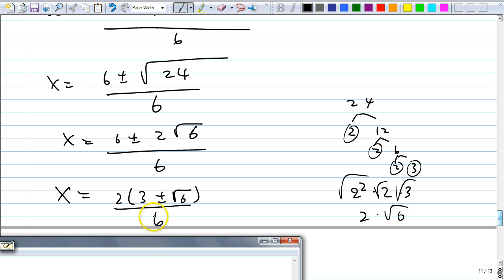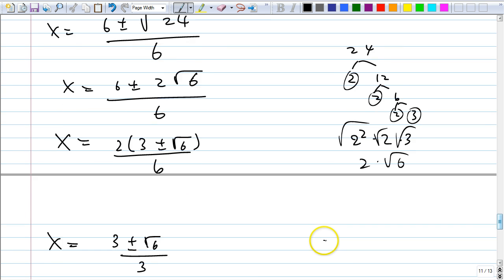Does that make sense? It's easy to use the formula and plug it in, but at the end you've got to simplify correctly. Does 2 go into 6? Yes. How many times? 3 times. So what's the answer, guys? X equals 3 plus or minus square root of 6 over 3.